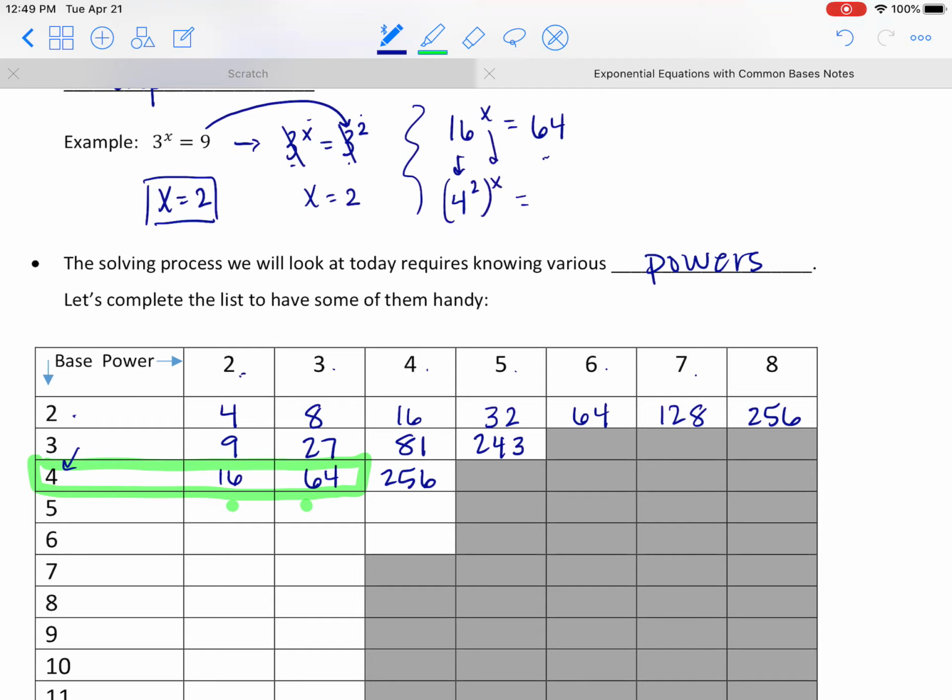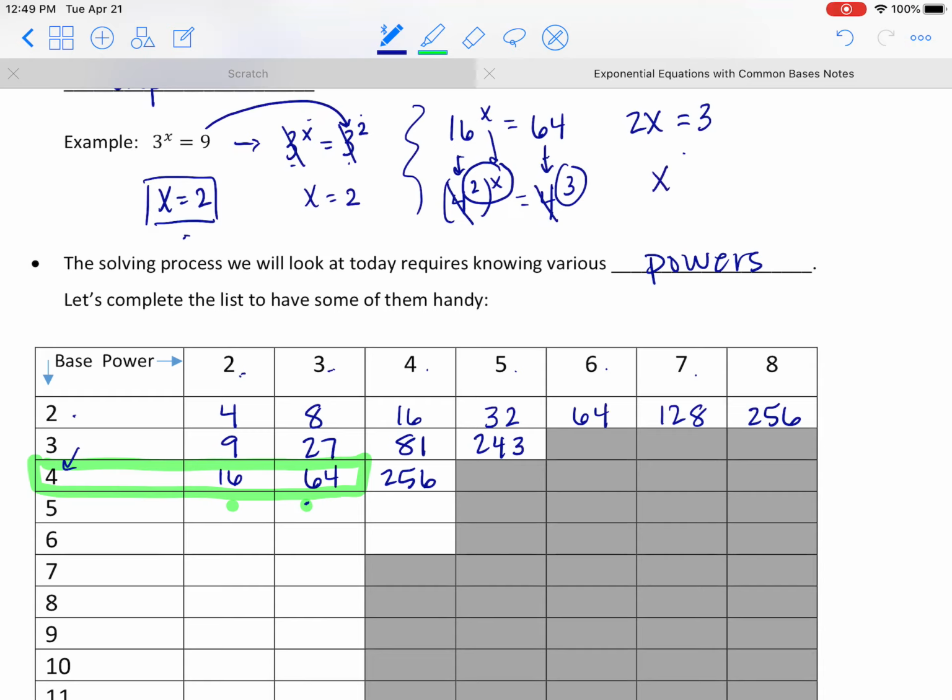So instead of leaving the 16 as 16, I could rewrite the 16 as 4 squared, and then I still have that power of x there. And then 64, again, also a power of 4. 64 is 4 to the 3rd power. So instead of 64, I can make this 4 cubed. And then just like I had over here, once the bases are equal, they're going to cancel.